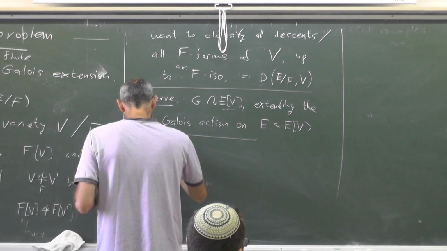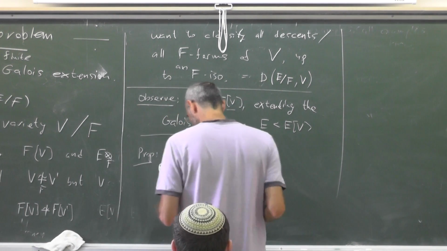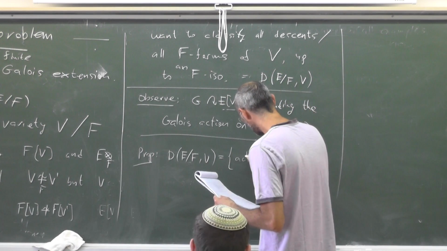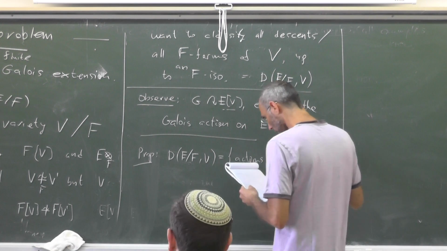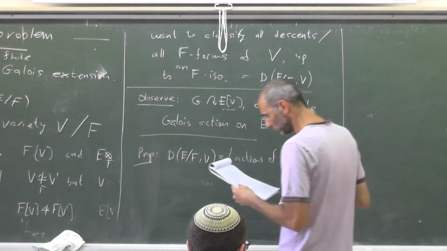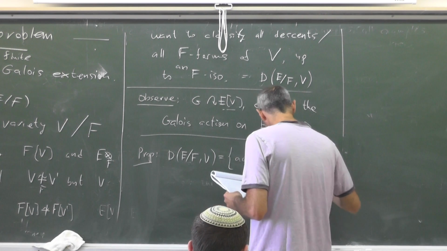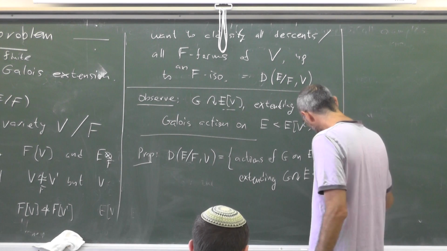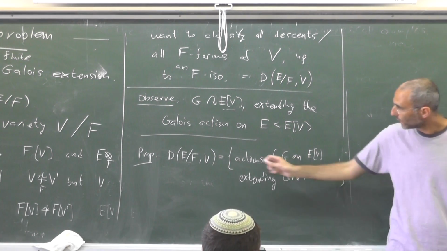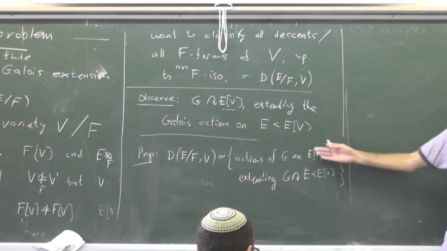So here's a proposition. In the future, we will have a chronological description, but now I want to describe this space of forms as a space of actions of G on EV, extending the Galois action of G on E. So this is the algebraic formulation. I mean, now I have to explain why these two things are isomorphic naturally.